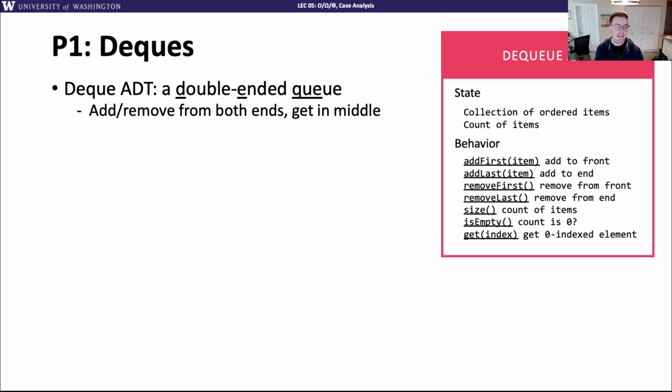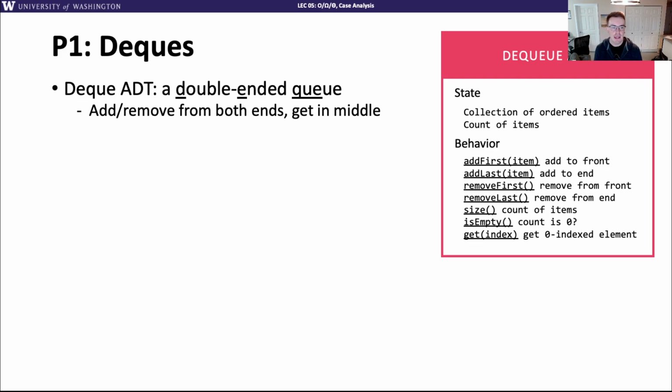Here we have a specification for the DEC ADT. Its state is the collection of items and the count of items, and the behavior is add first, add last, remove first, remove last, size, is empty, and we also include a get method. That seems more like a list, where you can get something out of the ith index, but it's different because we don't allow the client to modify anything in the middle. So we use a different ADT for this, and this is a pretty useful ADT.